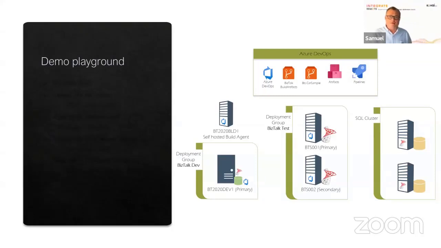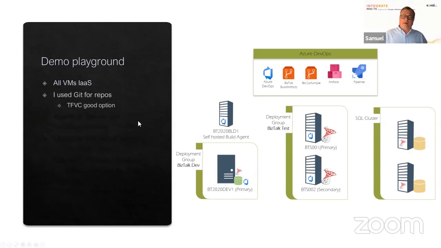If we look a little bit at the playground we have today, we have a number of VMs that I have in Azure. The environment looks like this: I have a self-hosted build agent that I need for BizTalk. I have a dev environment that is one single machine that I will be doing the deployment to, and I have my test environment that is two BizTalk servers and a SQL Server cluster in the backend.